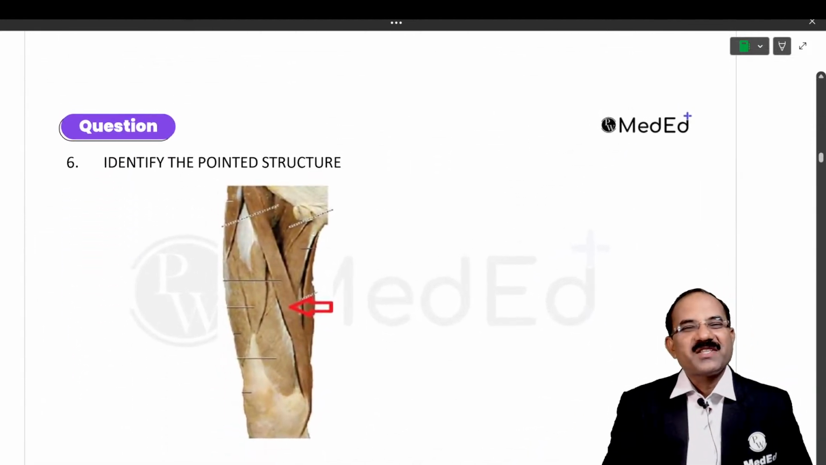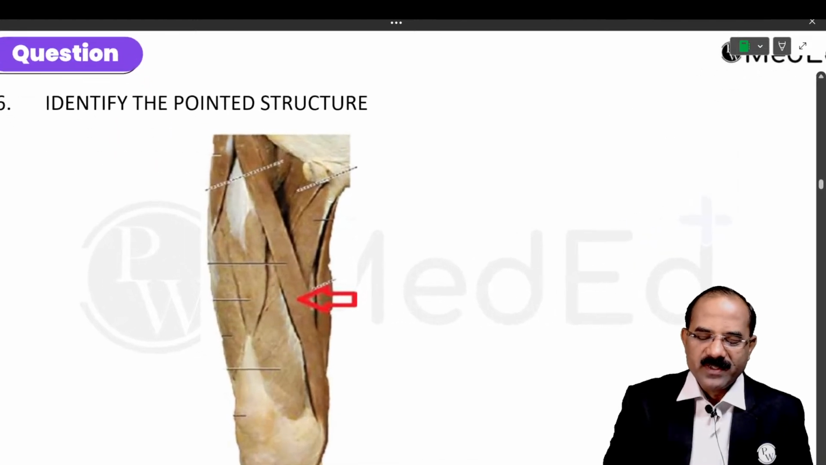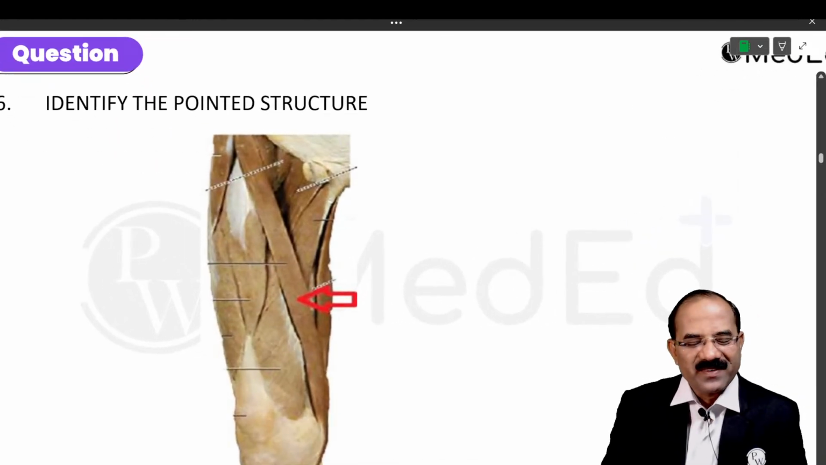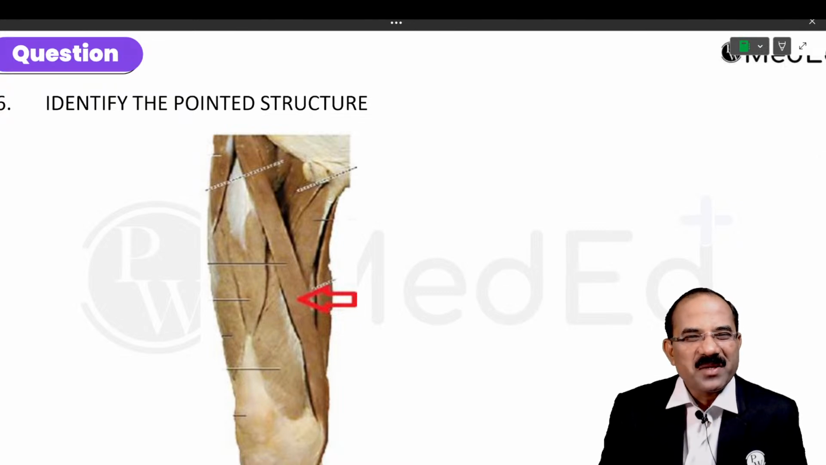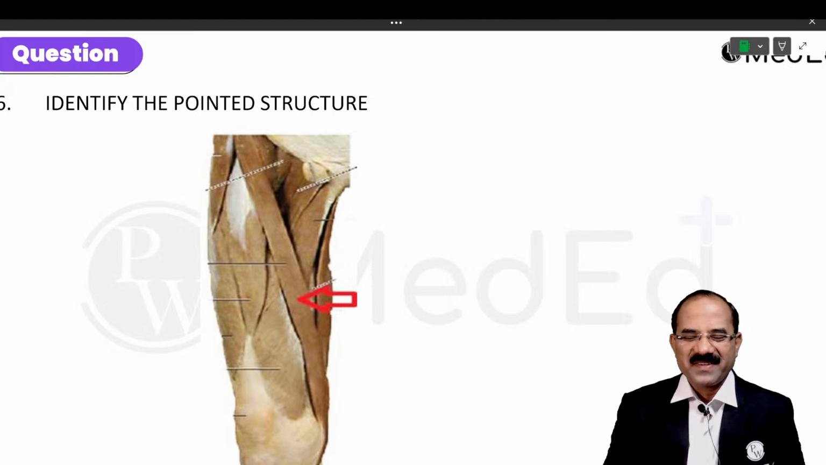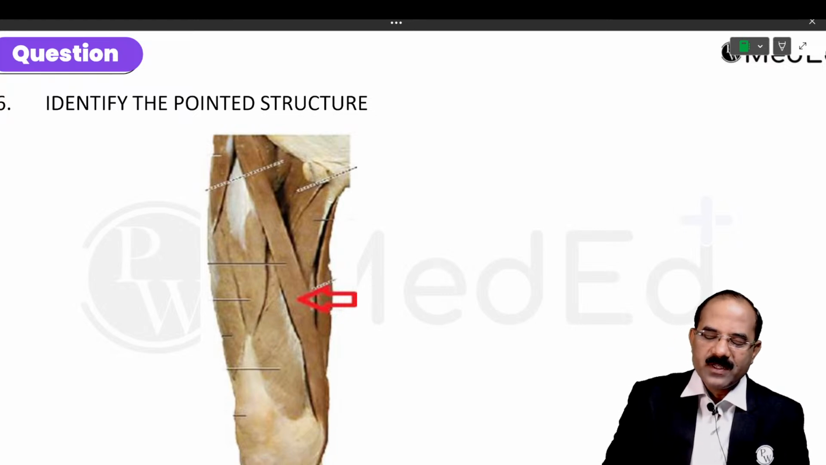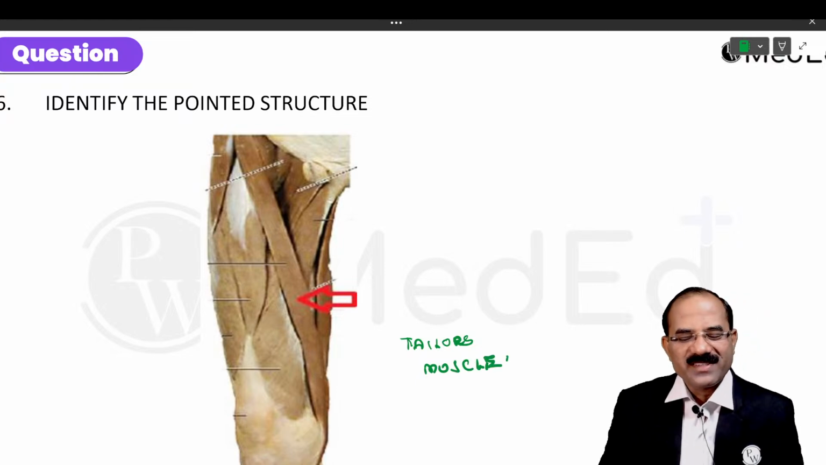Yes, students, that's a visual slide for you. Bachcho, can you identify this pointed structure? Yes, that's a muscle here. Any guesses? And that's the longest muscle in the body. Any guesses? This muscle is also known as Taylor's muscle. Abhi boliye. What is the name for this?